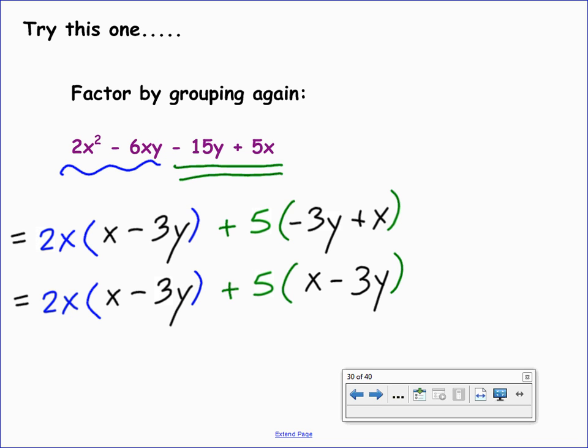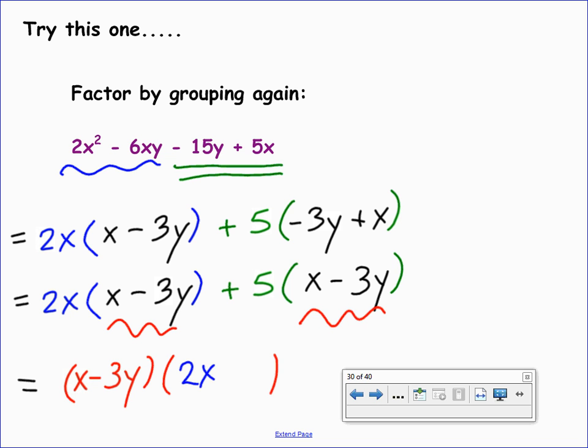Do I have a common group? Yes, look at that. x minus 3y and x minus 2y, squiggle underline red, is common to each of those. So my final step will be to factor that out as the GCF in each of those two big terms. And after factoring out the parentheses quantity, x minus 3y, what remains in the first group? Just 2x. What remains in the second group? Just plus 5. So x minus 3y times quantity 2x plus 5.